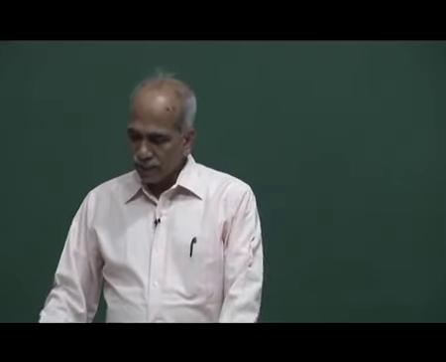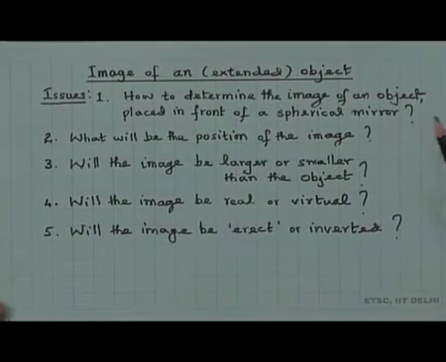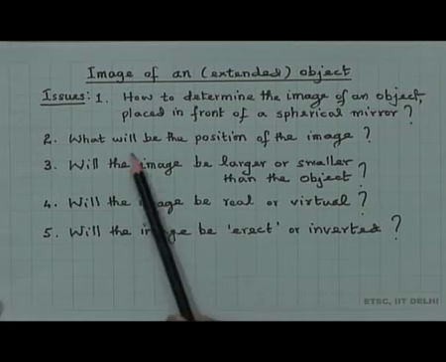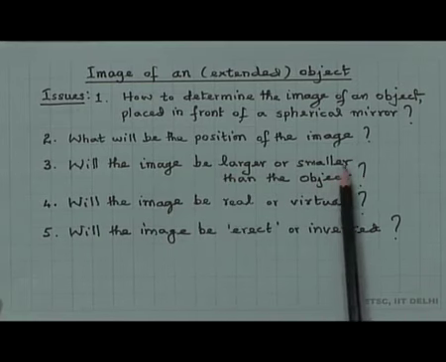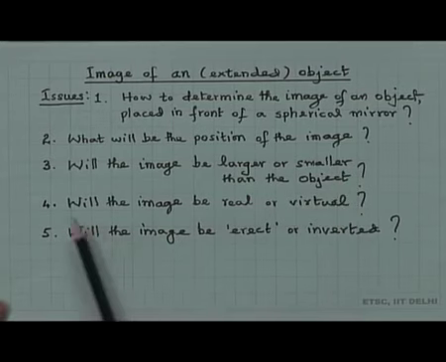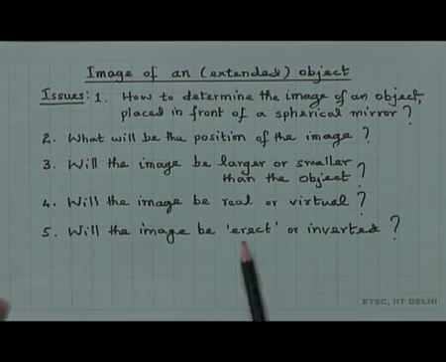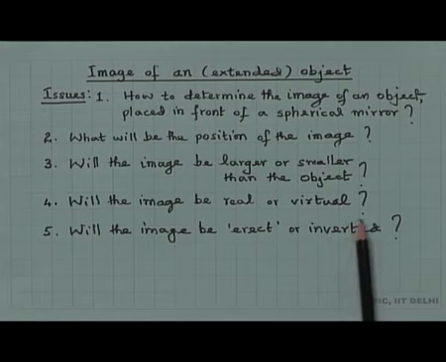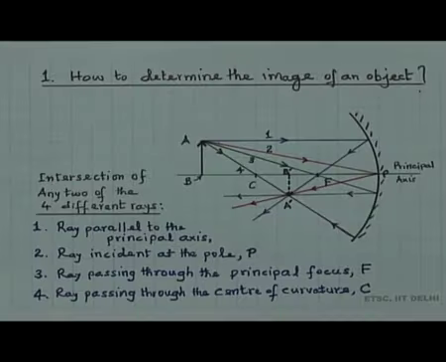So, image of an extended object. How to determine the image of an extended object placed in front of a spherical mirror? So, the issues are, what will be the position of the image? Will the image be larger or smaller than the object? Will the image be real or virtual? And will the image be erect or inverted? These are some of the issues which we will discuss today in this lecture.